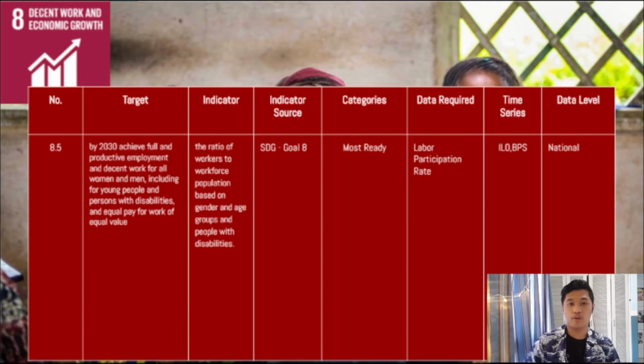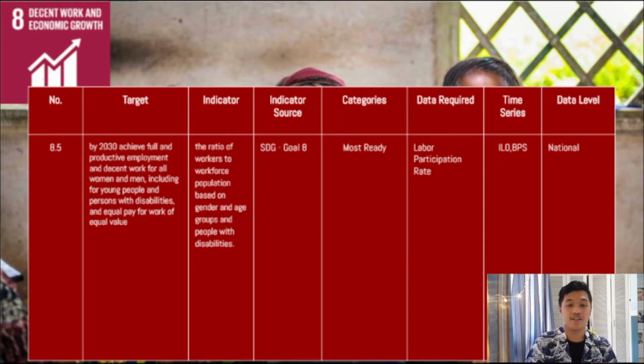Okay, so we already know what the targets are, and we're not gonna discuss all of the targets because it's too much, but we just focus on one target, which is target 8.5, which by 2030, the SDG aims to achieve full and productive employment and decent work for all women and men, including young people and persons with disability, and equal pay for work of equal value. So we want to find the equality in the working place.